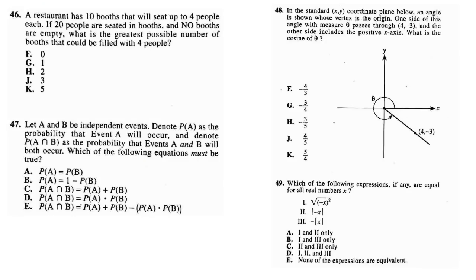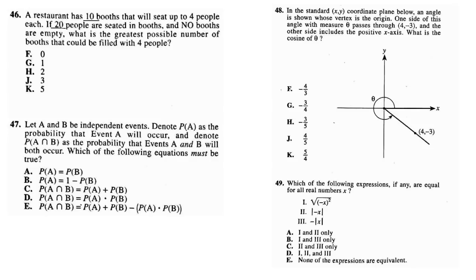A restaurant has 10 booths that will seat up to 4 people each. If 20 people are seated in booths and no booths are empty, what is the greatest possible number of booths that can be filled with 4 people? So we have 10 booths, we have 20 people.